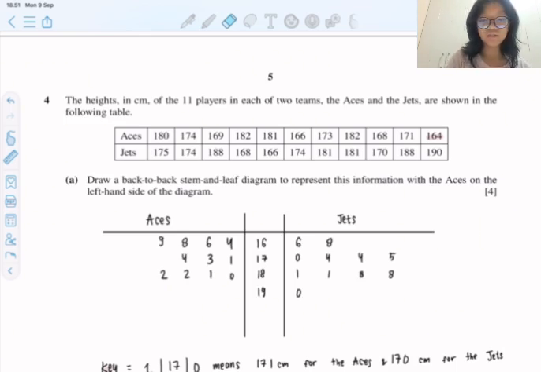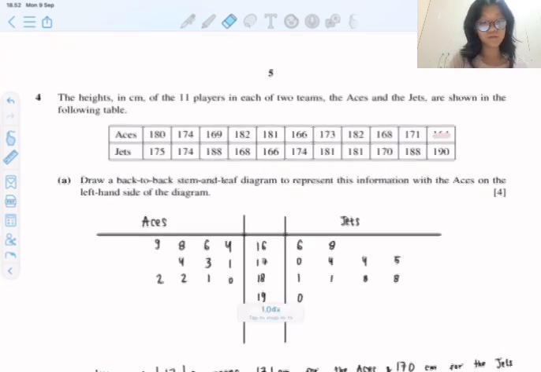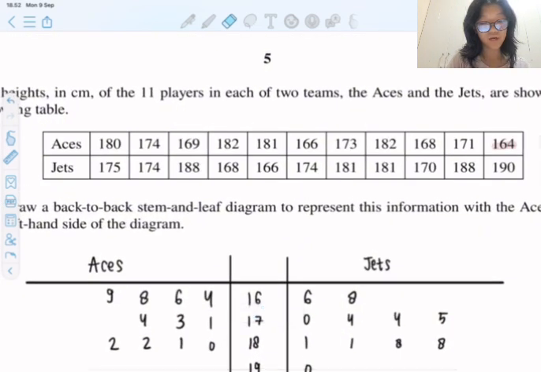Number 4. The heights in centimeters of the 11 players in each of two teams, the Aces and the Jets, are shown in the following table. A. Draw a back-to-back stem and leaf diagram to represent this information with the Aces on the left-hand side of the diagram. So first of all, we need to arrange the heights from the lowest to the highest.